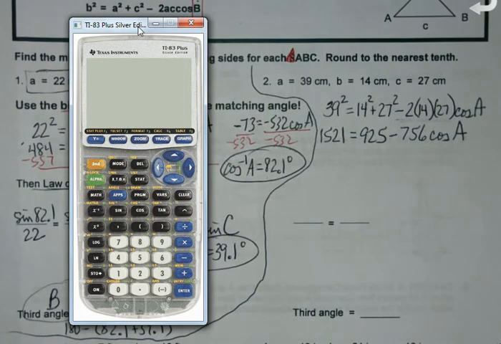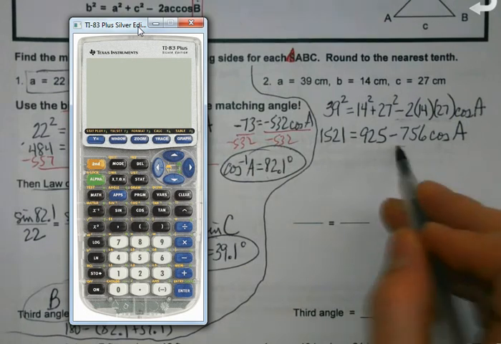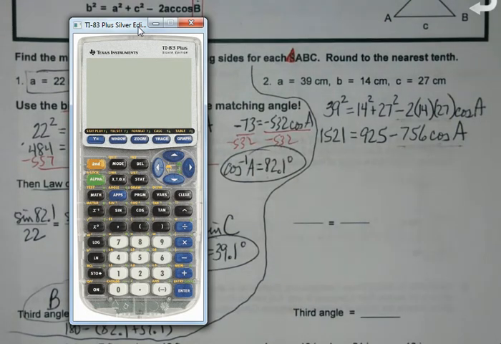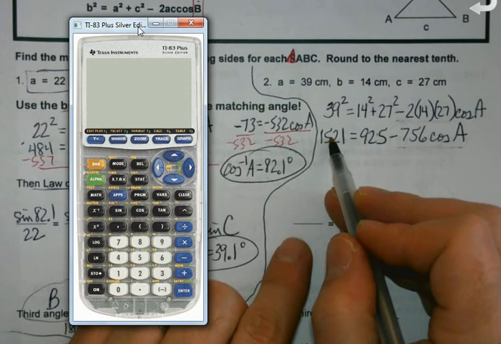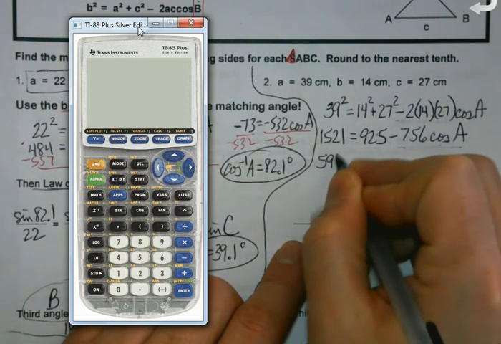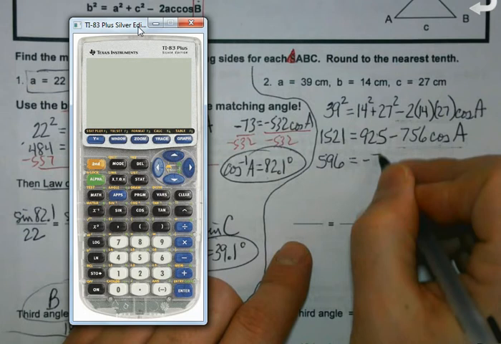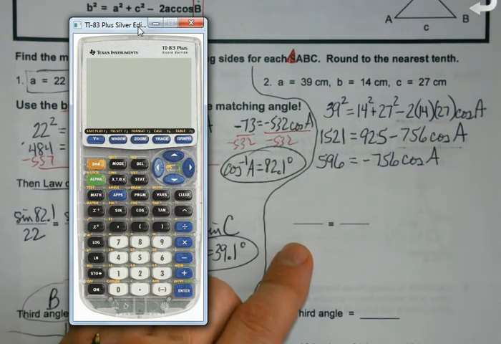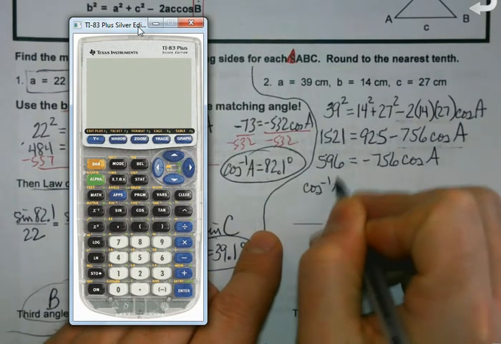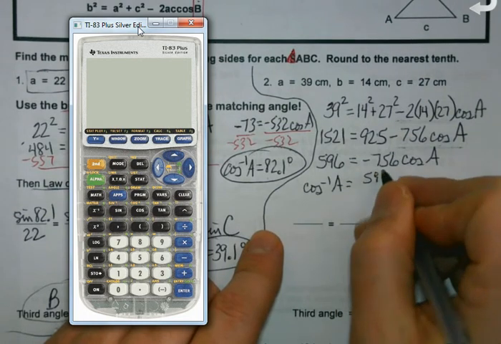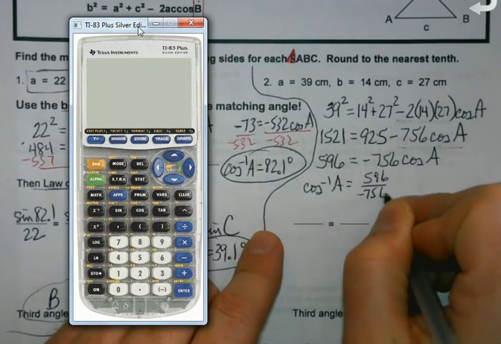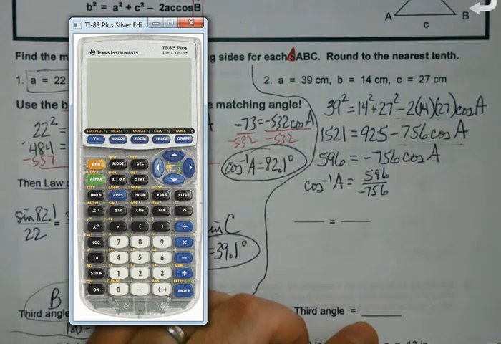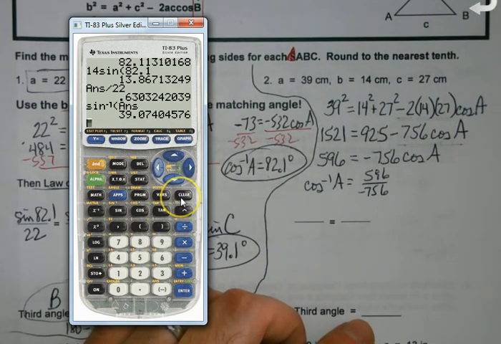And now we treat it like an Algebra 1 equation where I'm solving for A. So I have to isolate the A term before I can solve for it. So I can't just subtract these two. I'll minus the 925 over. And at this point, now I'm ready to say, okay, I'm going to do 596 over negative 756.